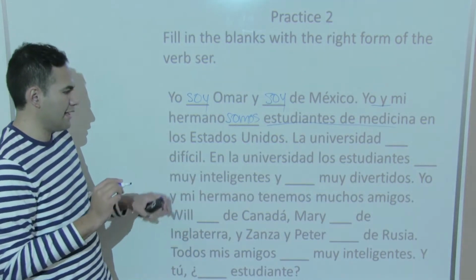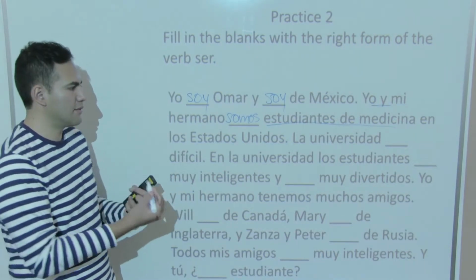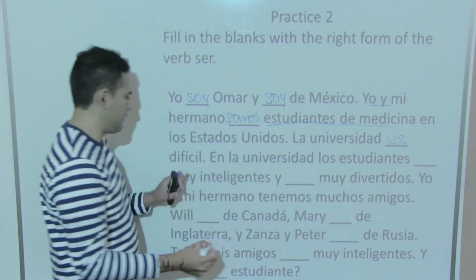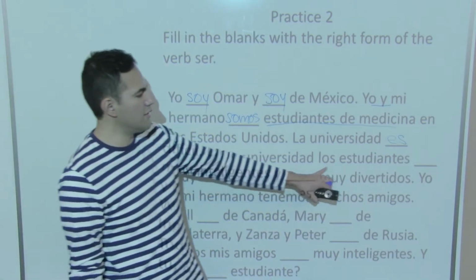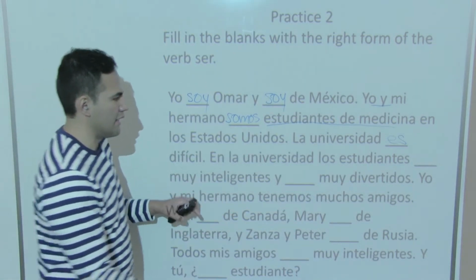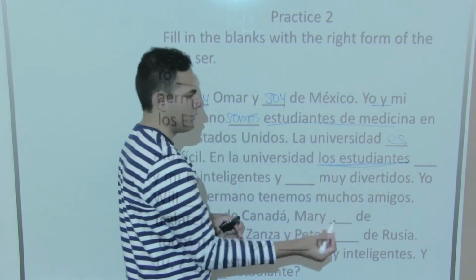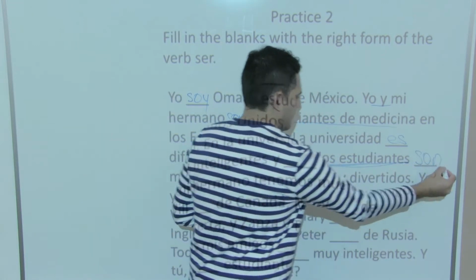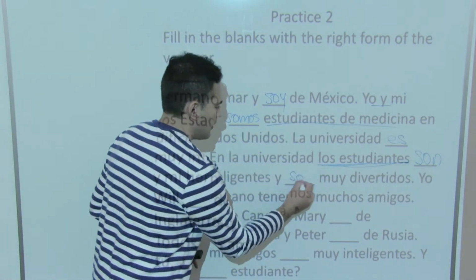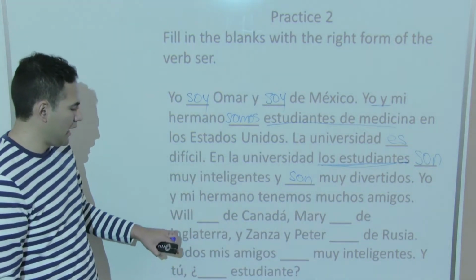La universidad, difícil, means hard. It's describing, right? So we're going to describe the university. La universidad es difícil. En la universidad, los estudiantes muy inteligentes. It's a description again. And here we have plural. So we're going to use the plural form. Son muy inteligentes y, again, son muy divertidos. Yo y mi hermano tenemos muchos amigos.